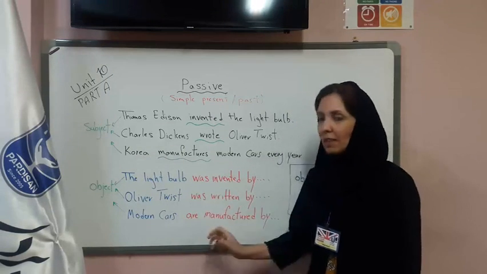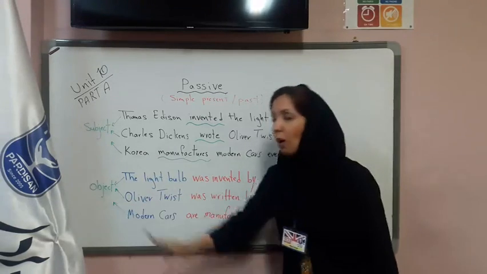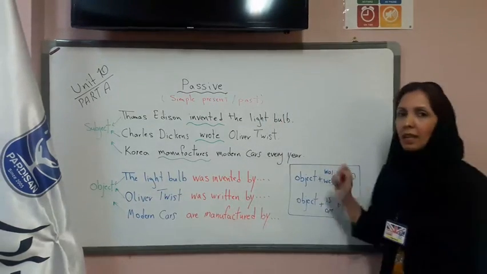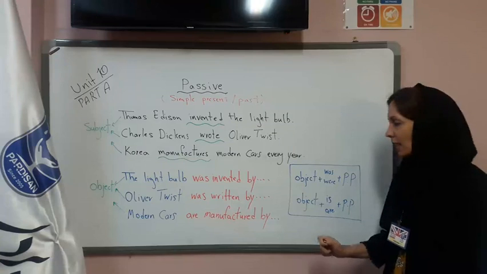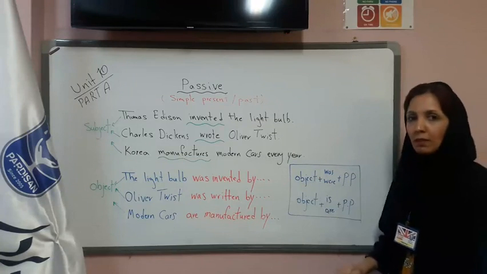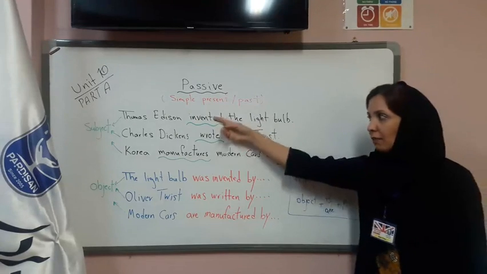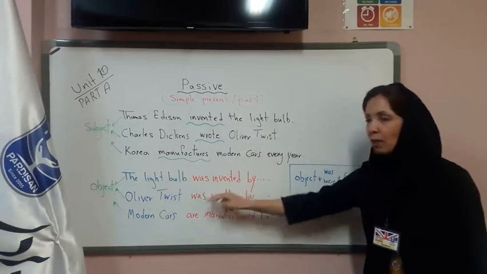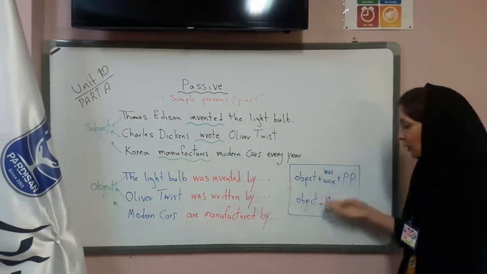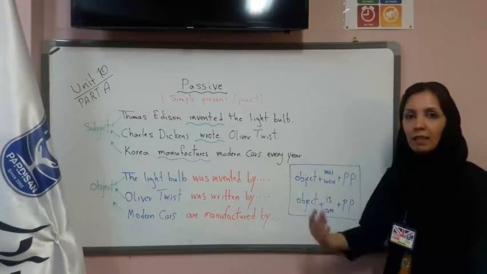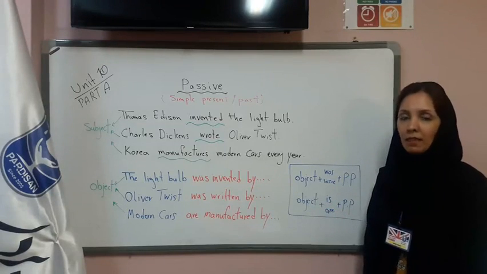So in passive sentences, the focus is on the object. Look at the structure. The structure of passive sentences is to be plus past participle. Simple past, invented, wrote, was or were. Simple present, we use is or are. That's the structure of passive sentences.